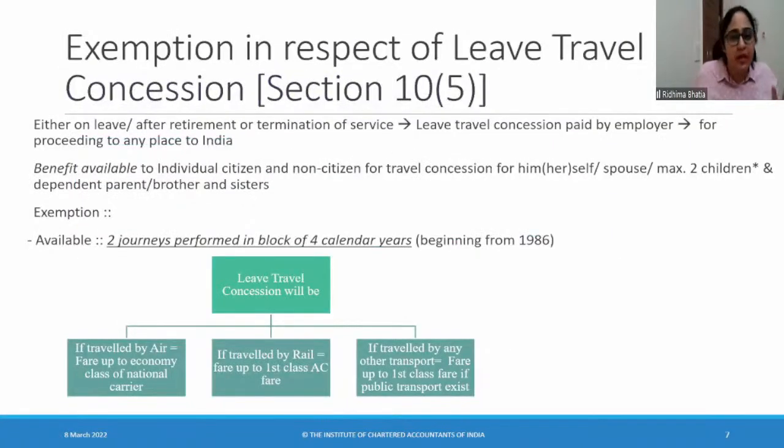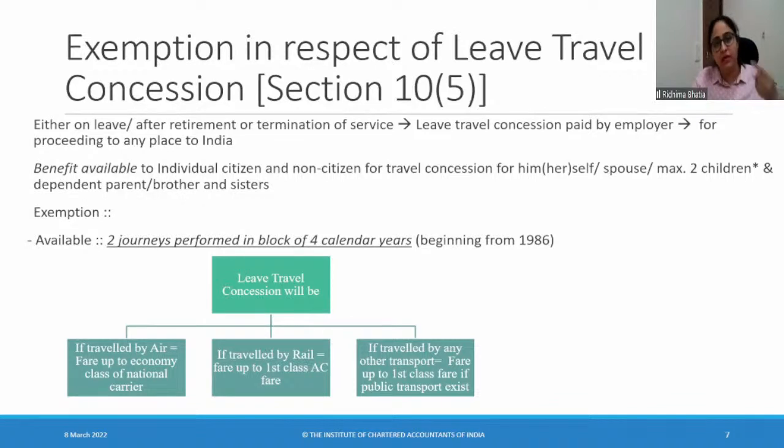Again, repeating it, you would be allowed exemption on reimbursement made by the employer to the employee for the travel expenses which you have done for any place or holiday in India. The travel expenses only. Important part is you have to take leave from the office to have that holiday. Okay. Secondly, the exemption would be allowed only for your spouse, maximum 2 children, I think I've already given detail on it, or your dependent parents, brother and sister. Clear?